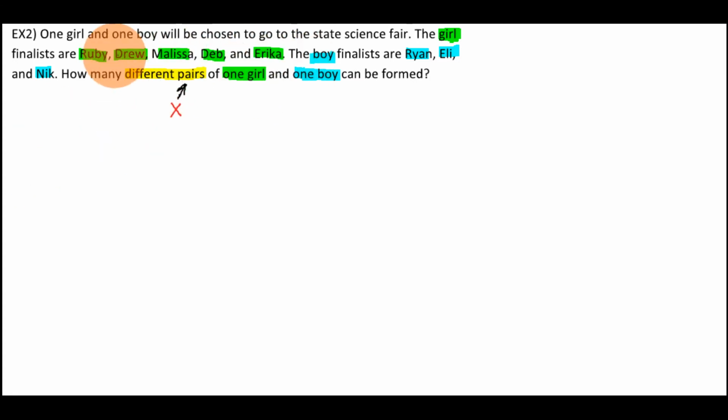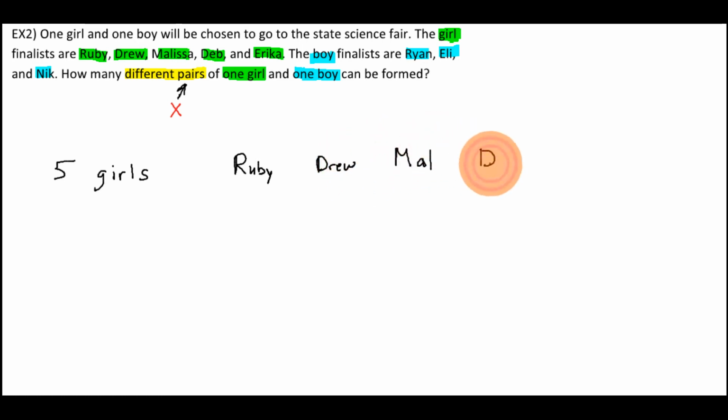Let's look at the girls first and ask ourselves, how many girls are in this list? Well, there's 1, 2, 3, 4, and 5 girls. So I'm going to make a note: there are 5 girls here. And I'm just going to write their names out over here. So we have Ruby, Drew. For Melissa, I'm just going to put M-A-L. And we have Deb, D-E-B, and Erica. Okay, so there are the 5 girls there.